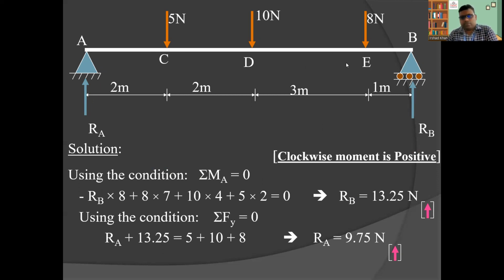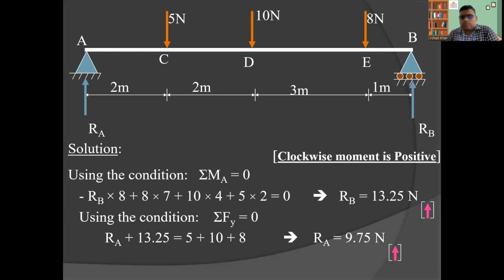The next load is 8, and the distance of this 8 from A is 7. So 8 into 7, plus the next load 10, whose distance from A is 4, so 10 into 4, plus the next load 5, with perpendicular distance from A of 2. All will be with the positive sign except the first one, because the first is moving anti-clockwise and all others are moving clockwise, and the sum equals 0. When we solve this, we get RB equal to 13.25 Newton.